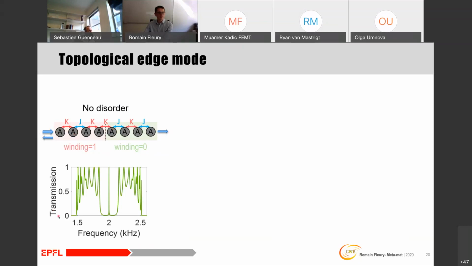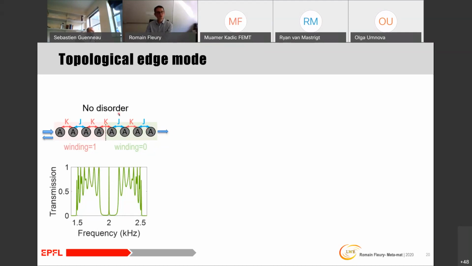If I do that, I recognize several things. Sometimes I can transmit, this is through the bulk band, the first bulk band, then I have a band gap, and I have a second bulk band. But in the middle of the band gap, I see a peak. And this peak corresponds to resonant tunneling from here to there through the interface state that is here. And I see that it's inside the band gap. Good. This is a perfect situation because this has no disorder.